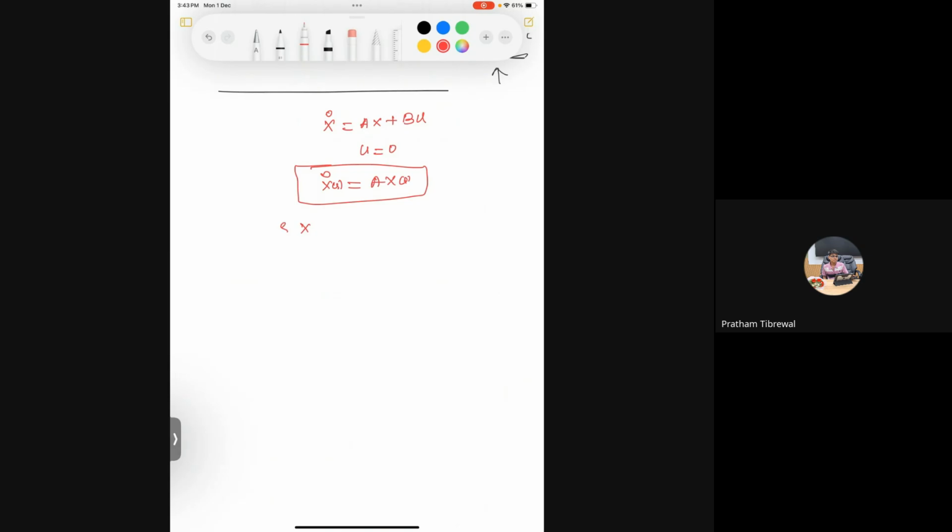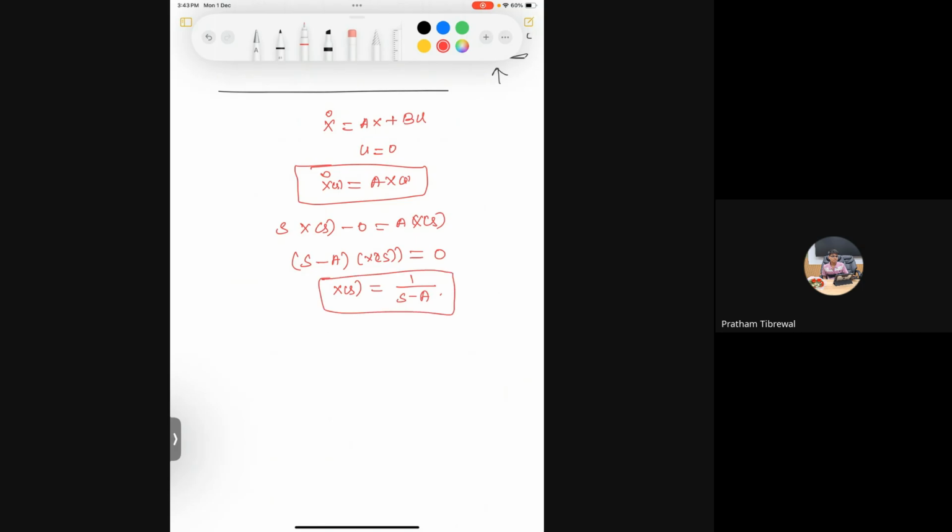You are familiar with this, right? s into X of s minus 0 equal to a into X of s, right? Then this will be s into X of s minus a into X of s equal to some zero, no input it is. So if you want to represent it as output by input, then it will be X of s equal to 1 by s minus a, right?